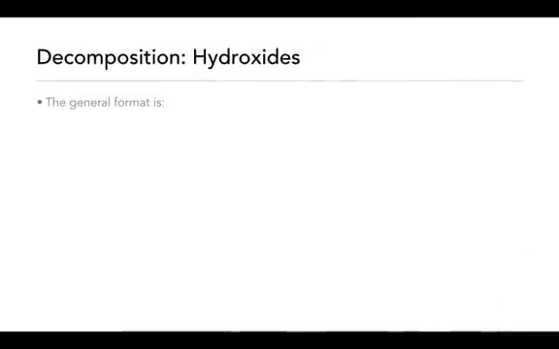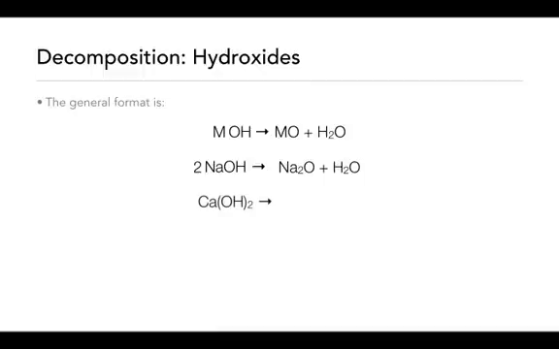Hydroxides. Hydroxides, any kind of metal with a hydroxide polyatomic ion, are going to produce metal oxides and water. Our first example, sodium hydroxide. If sodium hydroxide is decomposed, it's going to decompose into sodium oxide and water. Calcium hydroxide will decompose into calcium oxide and water. Aluminum hydroxide will decompose into aluminum oxide and water.